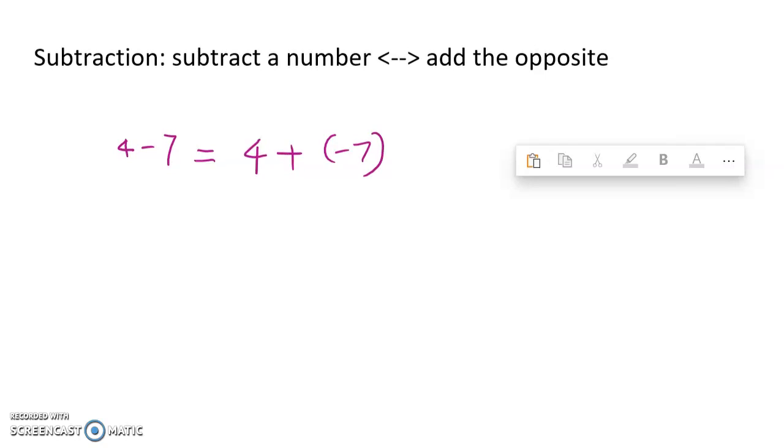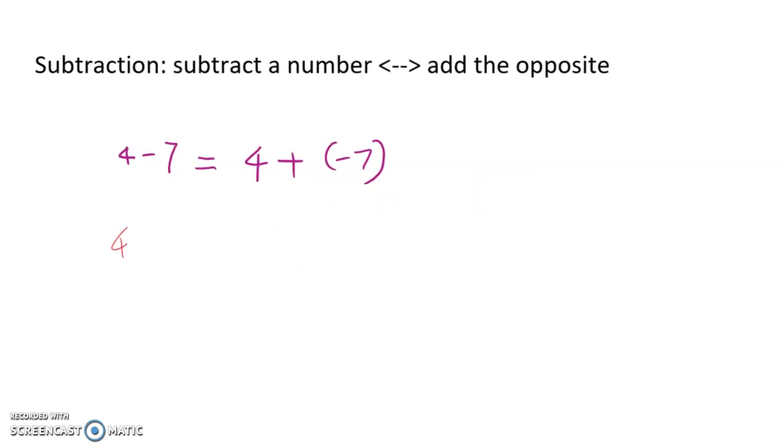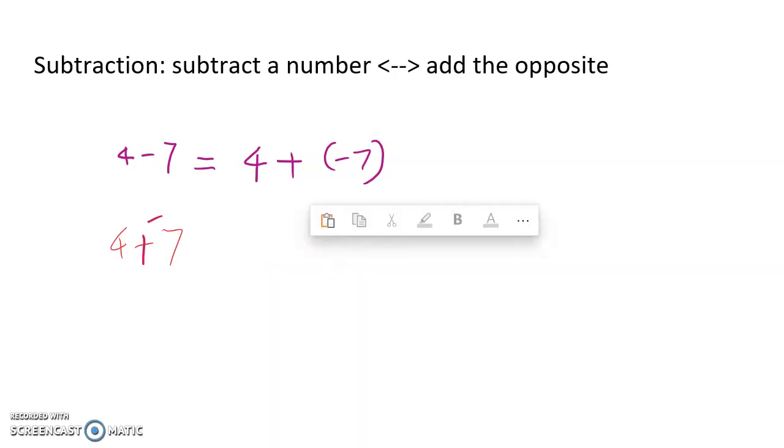So basically, you can do 4 minus 7. You can do this. Make 4 minus 7, 4 plus negative 7. Okay, so we just learned how to add two numbers with different signs, right? We will use the sign of the bigger absolute value, which is negative, and we subtract. 7 minus 4, negative 3.